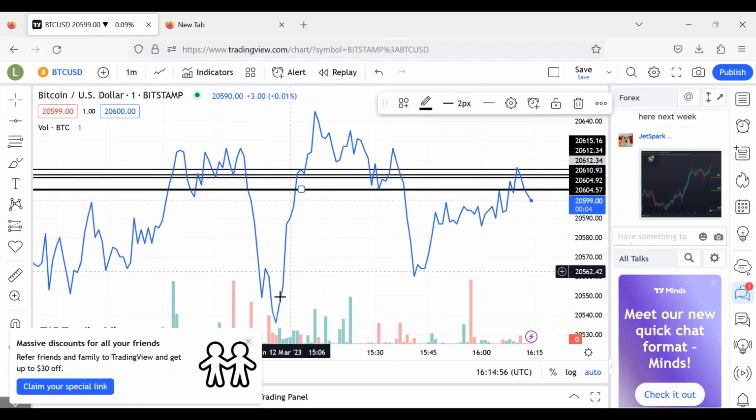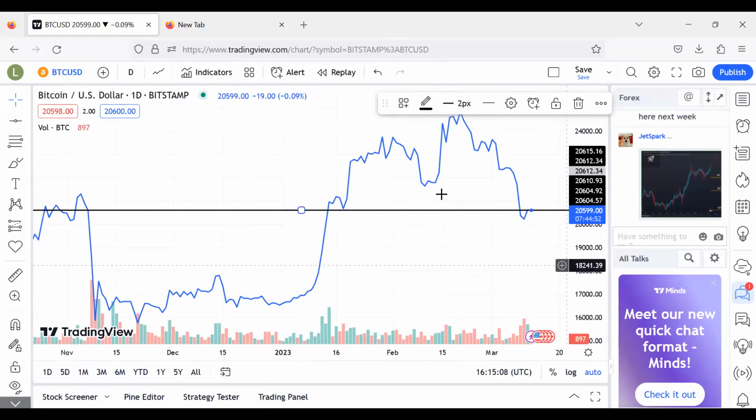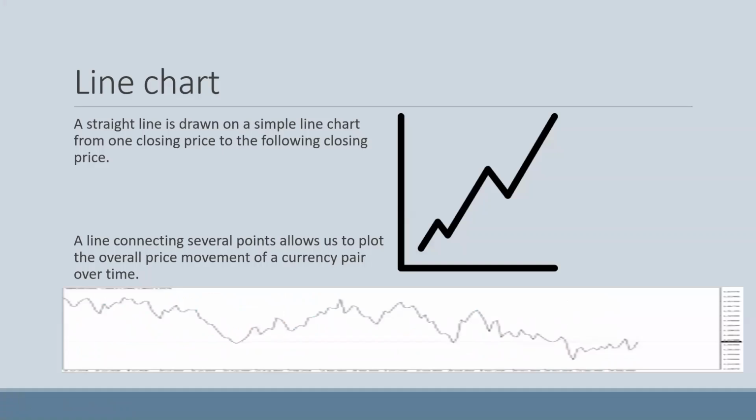All this line chart is showing you is where at this time, let's change this to daily charts, right? All this is showing you that on February 10th, this market closed at this price. On February 24th, this market closed at this price. On February 28th, this market closed at this price. All the line charts can show you is where the market closed at that particular time. The line chart only shows you the closing price.